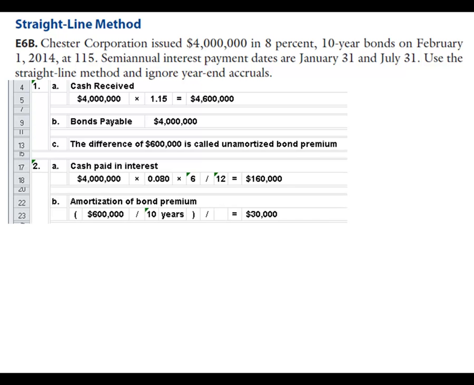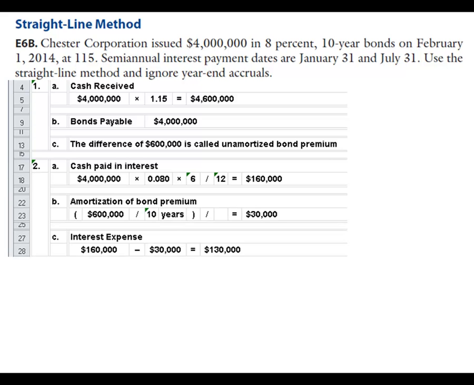Then it wants to know the amortization of the bond premium, because we have that $600,000 sitting there in our unamortized bond premium account, but we need to spread that amount out and amortize it over the life of the bonds. So the fact that we have $600,000 and we have 10 years and we pay semi-annually, we're actually going to divide by 10 years times 2. We would take that $600,000 divided by 10 and divided by 2, which is where the $30,000 comes from, because over the 10 years we're actually paying interest 20 times because of the semi-annual.